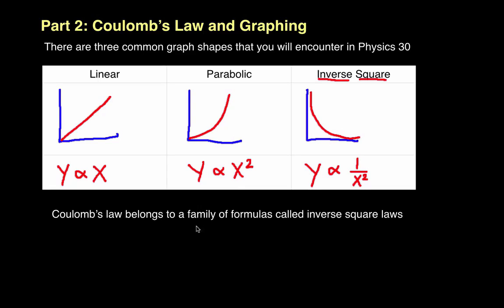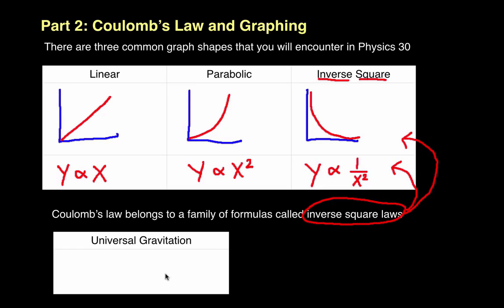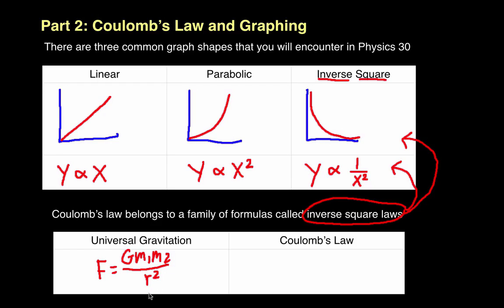Coulomb's law belongs to a family of formulas called the inverse square laws. The inverse square laws all have inverse square shaped graphs and formulas that look like y equals 1 over x squared. The universal gravitation formula that you learned in Physics 20 is one of these laws. This one looks like F equals G m1 m2 over r squared, where the r is the inverse square.